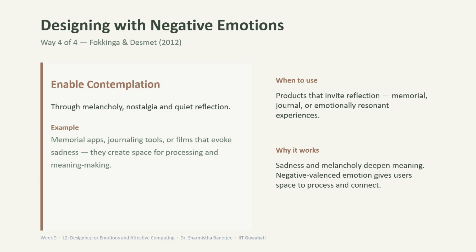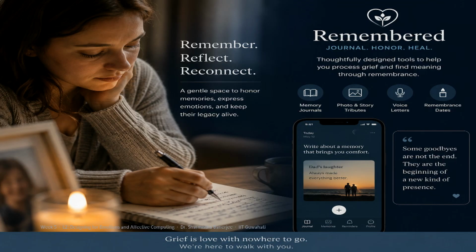Now coming to the fourth context, which is about enabling contemplation through melancholy, nostalgia and quiet reflection. So let's say, for example, it is a grief journal. The whole idea of this grief journal is, grief is love with nowhere to go. We are here to walk with you. In this particular journal, it is designed so I will remember, reflect and reconnect. It is a gentle space to honor memories, express emotions and keep their legacy alive.